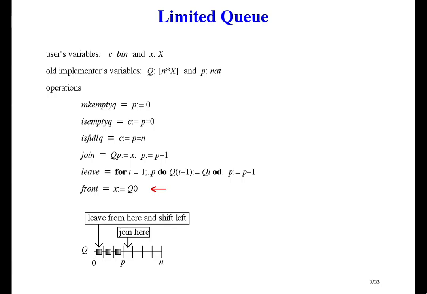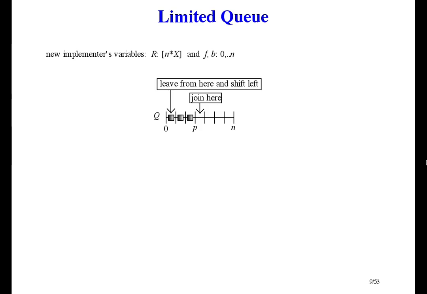The purpose of the transformation is so that all operations will take no time. The new implementer's variables are R, which is a list variable that holds the queue items, and index variables F and B, which stand for front and back. Here's the old picture again, and here's the new picture. The items are in the segment between F and B.